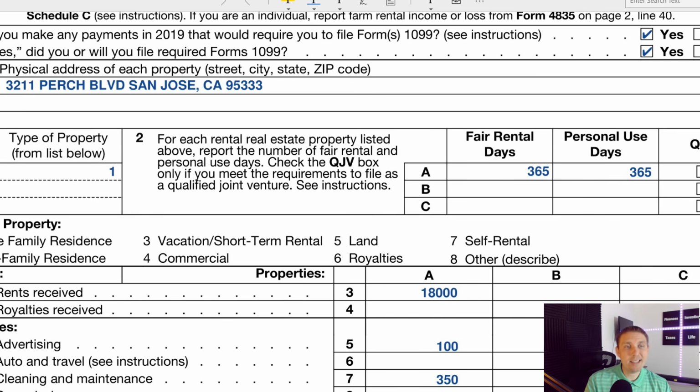Now, as a CPA, I see a lot of rentals. Most of the time, people have it rented out the entire year, or the majority of the year. So for the most part, those expenses are fully deductible.